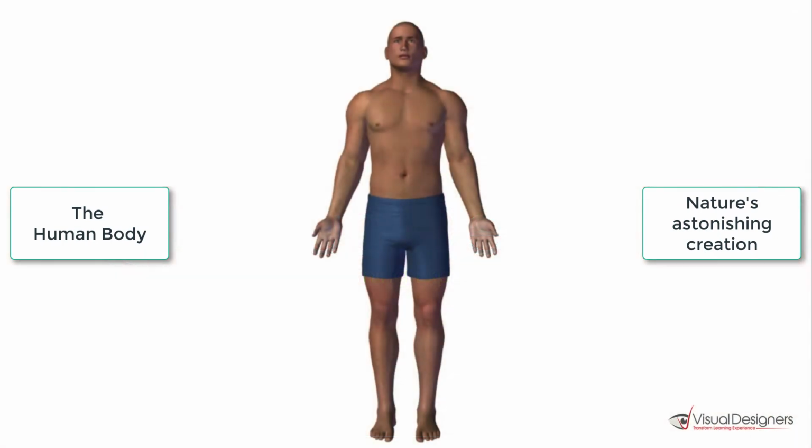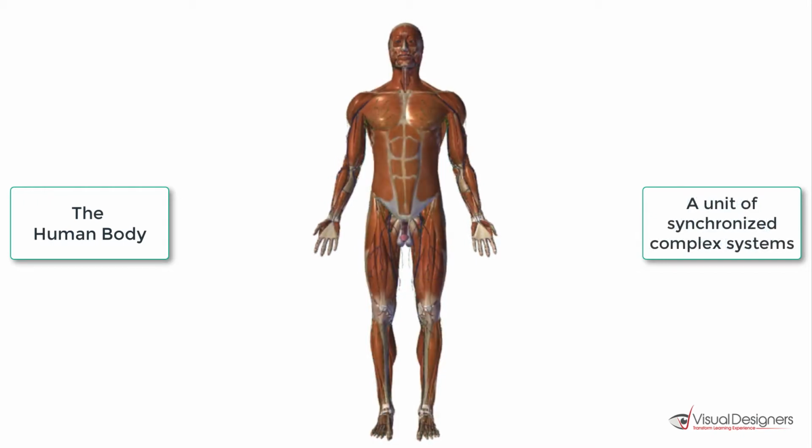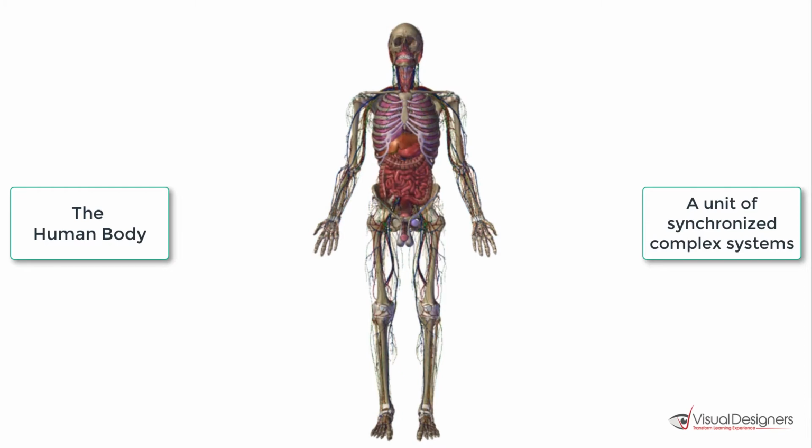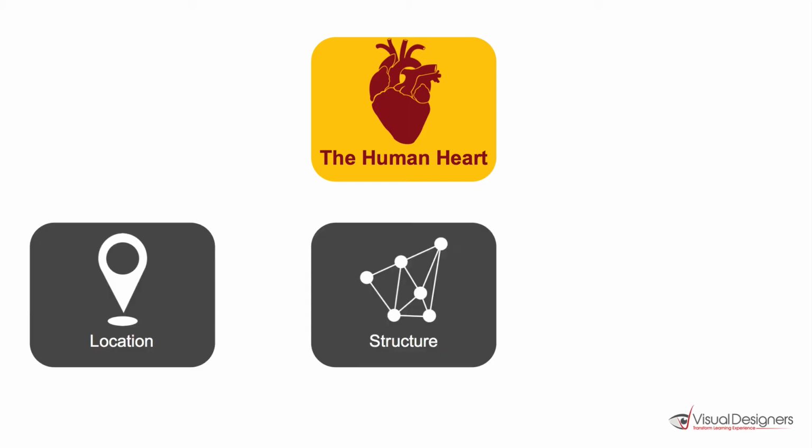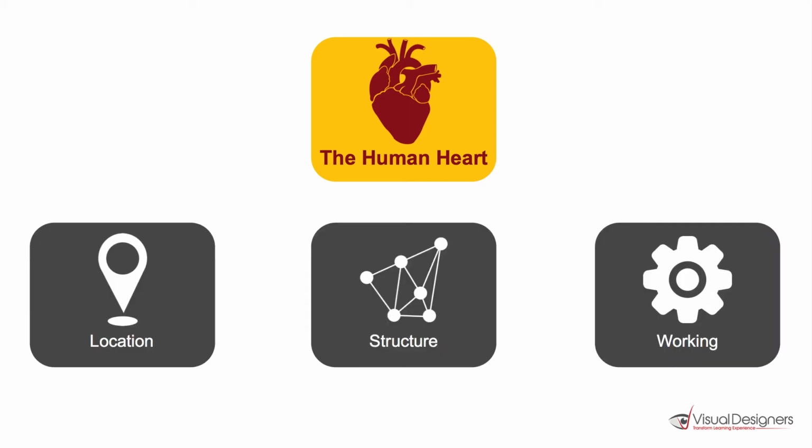The human body is one of the most astonishing creations of nature. It can be considered as a marvelous unit of complex systems, functioning in synchronized format. Among all the vital organs, the human heart occupies a special position of interest. This lecture is dedicated to the location, structure, and the working of the human heart.